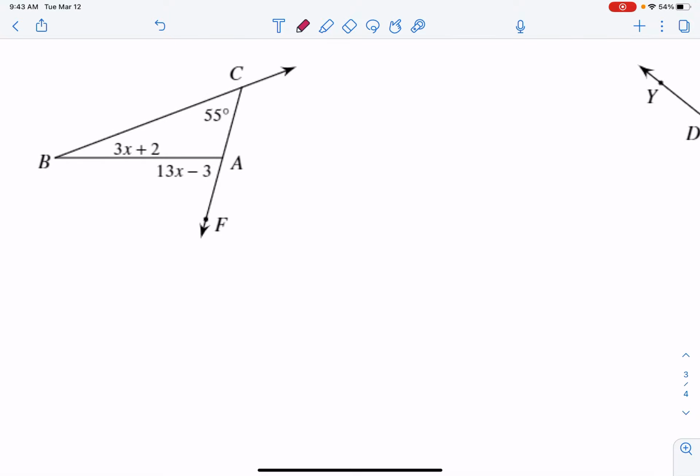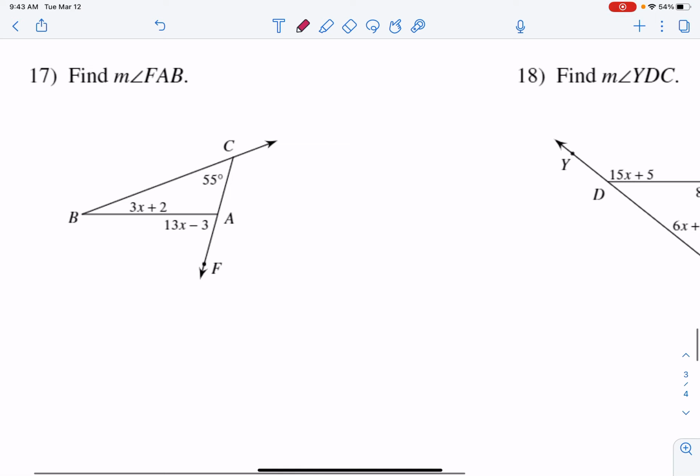All right, so this one wants us to find the measure of angle FAB. When you see these symbols right here, M means measure, and that symbol right there means angle. So find the measure of angle FAB. And that angle is described by starting with the letter F, going to the letter A, and ending with the letter B. So the angle we're talking about here is the exterior angle.